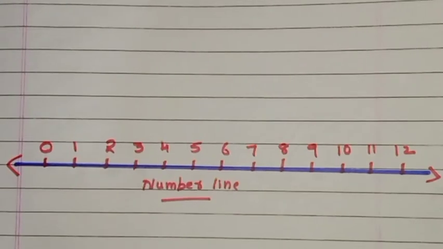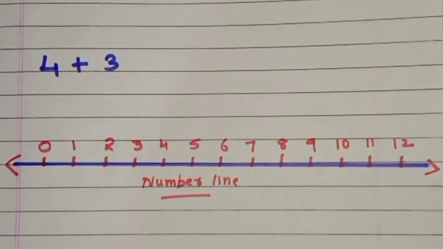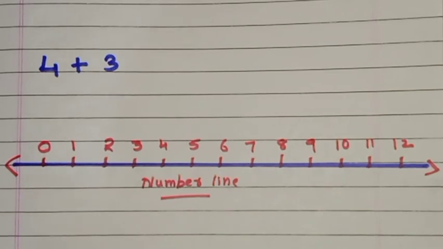Some addition using number line. So you see one number line here. I write 0 to 12 in that number line. Then we can add some numbers using number line. First one, 4 plus 3.